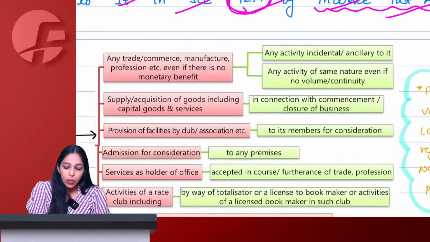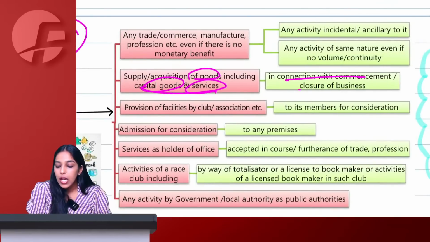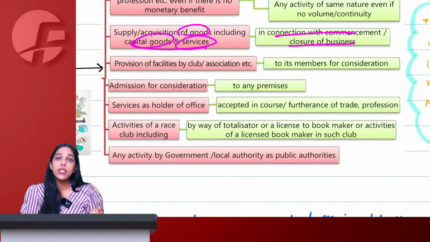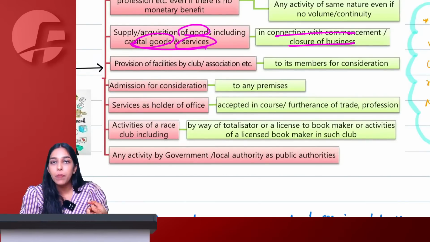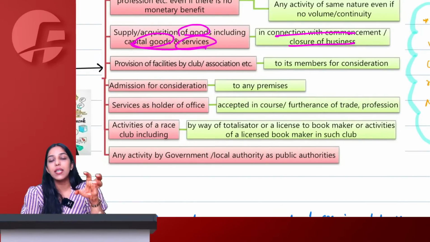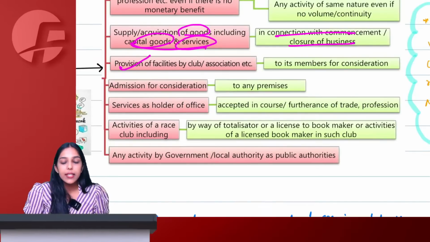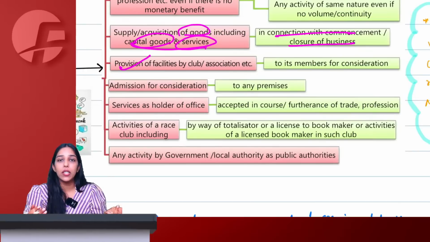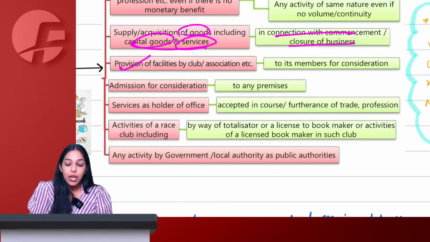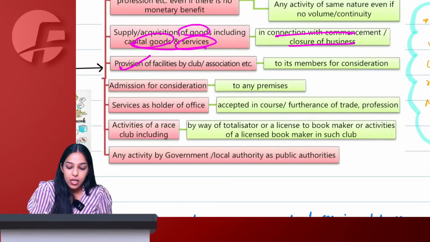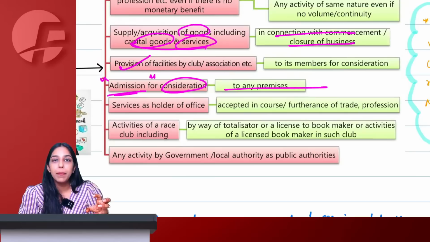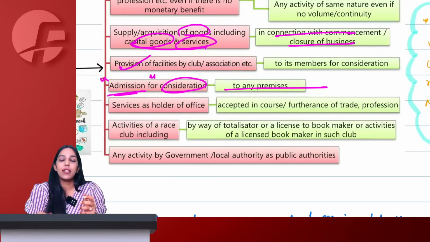Even if you are selling or acquiring some goods, capital goods or services in connection with your business, that also becomes your business. Any club or association which is charging membership fees from the members is also doing a business. Let us say, to enter a zoo, a theme park, a snow world or a concert, you need to purchase a ticket. To take admission at some premises, you need to pay consideration. Then that is also a business. Charging from people just so that they can take admission at a place is also a business.